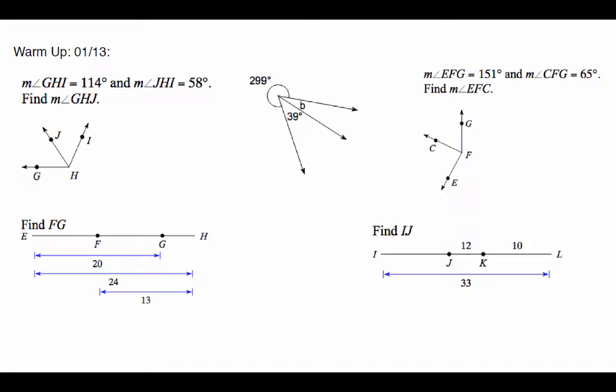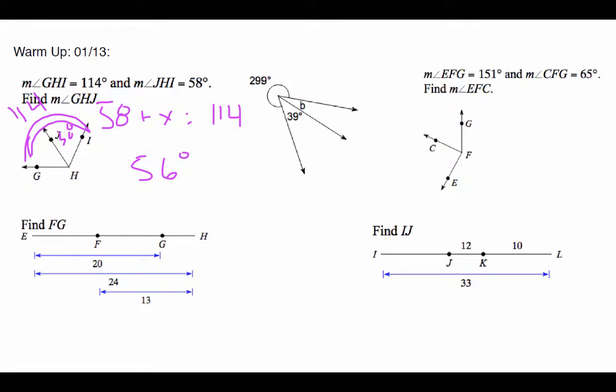So when you go to solve these, the first thing you have to do is remember what the angle addition postulate states. The angle addition postulate states that when you have two adjacent angles, the sum of the two adjacent angles equals the whole angle. So this whole angle here is going to be the smaller angles added up. We know that whole angle is 114 degrees, and we know that angle JHI is 58. If we want to set this up as a simple algebraic expression, we can say 58 plus x equals 114. You should come up with 56 degrees as the measure of angle GHJ.